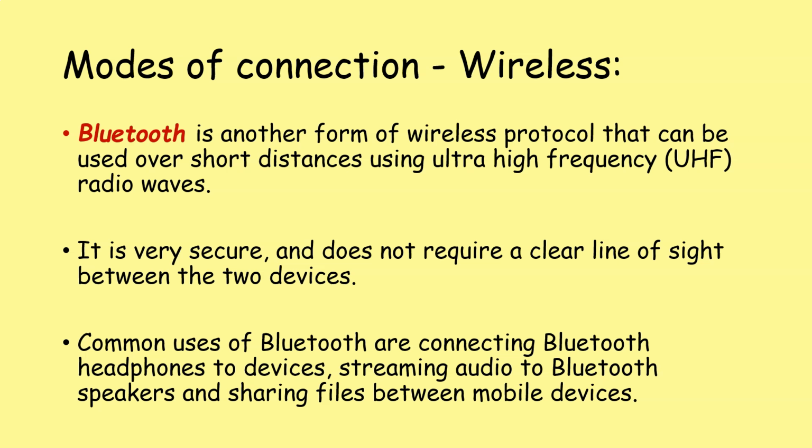Another form of wireless is Bluetooth. This can be used over short distances using ultra-high frequency UHF radio waves. It is very secure and does not require a clear line of sight between two devices. Common uses of Bluetooth are connecting Bluetooth headphones to devices, streaming audio to Bluetooth speakers, and sharing files between mobile devices.